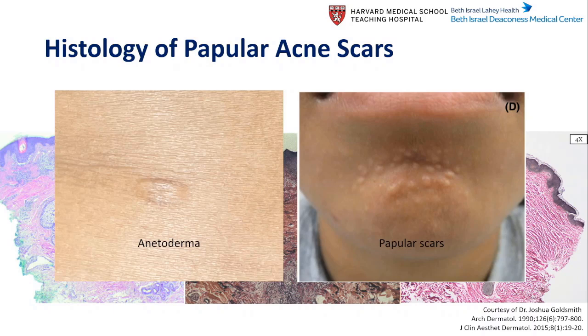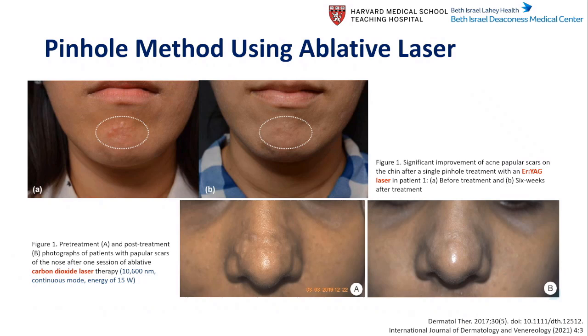And papular scars are basically anetoderma secondary to inflammation around the hair follicles from acne. So you develop tiny, slightly raised papules. So far, 3 treatment options have been published in the literature. Dr. Sang-Ju Lee in South Korea published the first paper on treating papular scars.